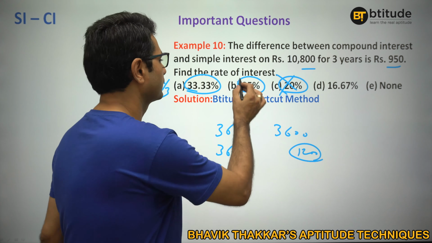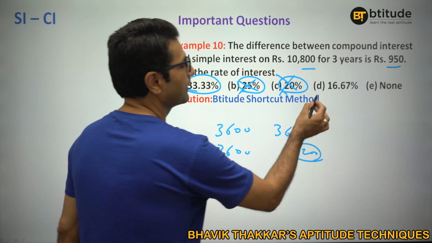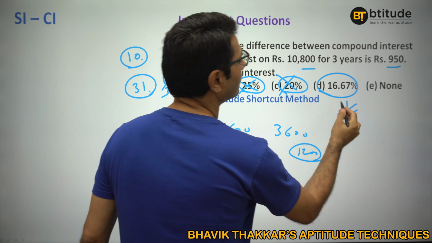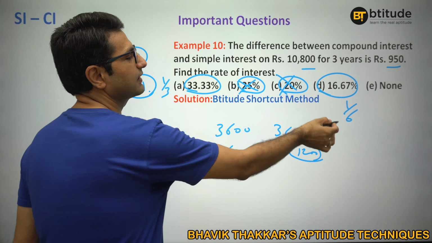That means this principal should be divisible by 64, which is not the case, so I cancelled that one. What is this? 1/6. So that means 6 cube, 216. Is this divisible by 216? Yeah, 108 into 2. So maybe 216.